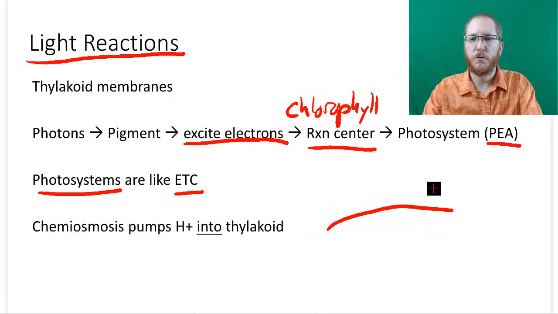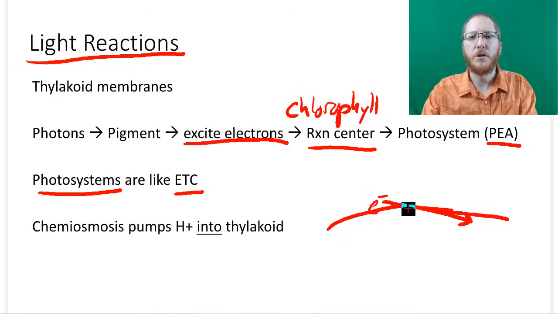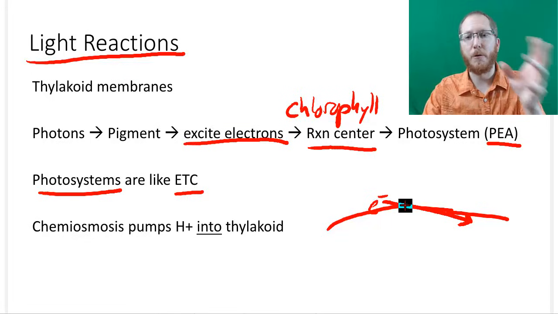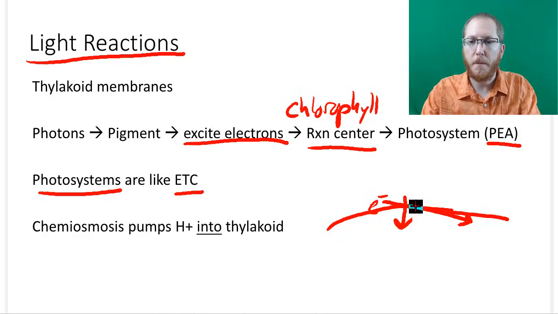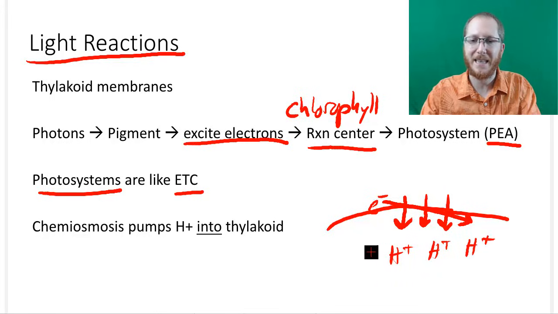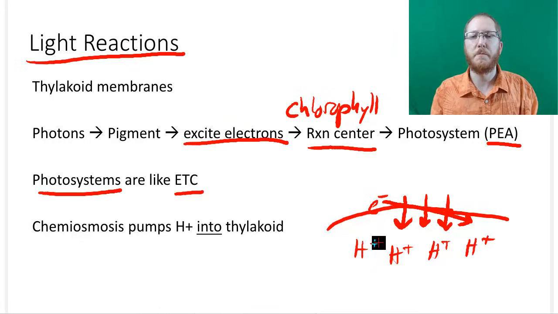So if I draw kind of a crappy version here, as the electron kind of falls down through this process that is the photosystem, it's going to allow it to pump H+. Now in cell respiration they pumped out. In this case they're going to pump H+ in, and so we'll see that the concentration of H+ is going to be highest inside that thylakoid. So that means it's going to be most acidic inside the thylakoid, and the stroma itself will be more basic.